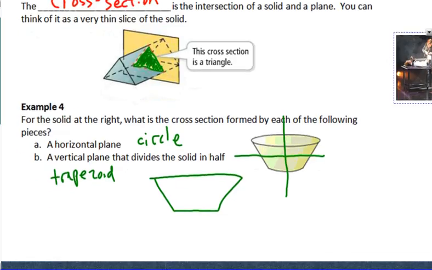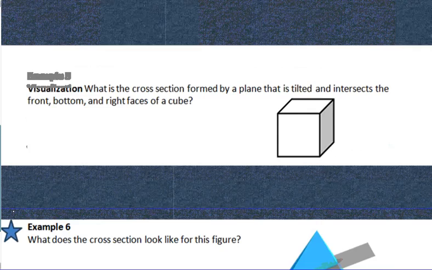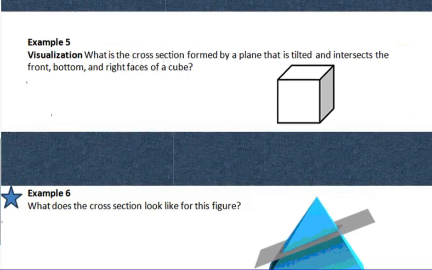And again, this has to do with visualizing. Let's go to example 5. What is the cross-section formed by a plane that is tilted and intersects the front, bottom, and right faces of the cube? That's tough because it's hard to draw one. So the front, bottom, down there, and the right. So it's got to kind of go through.